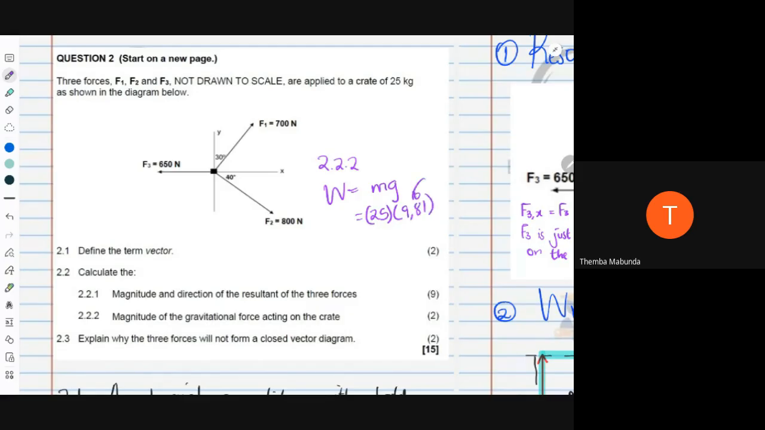Okay, this is almost 10, so you should get something like 240, I don't know, 49. I'm just estimating. What are you getting there? Or 250? Something close to 250 though. What are you getting? It's 245. Give me the units. Weight is measured in Newtons. Thank you. So 2.3, explain why these three forces will not form a closed vector diagram.